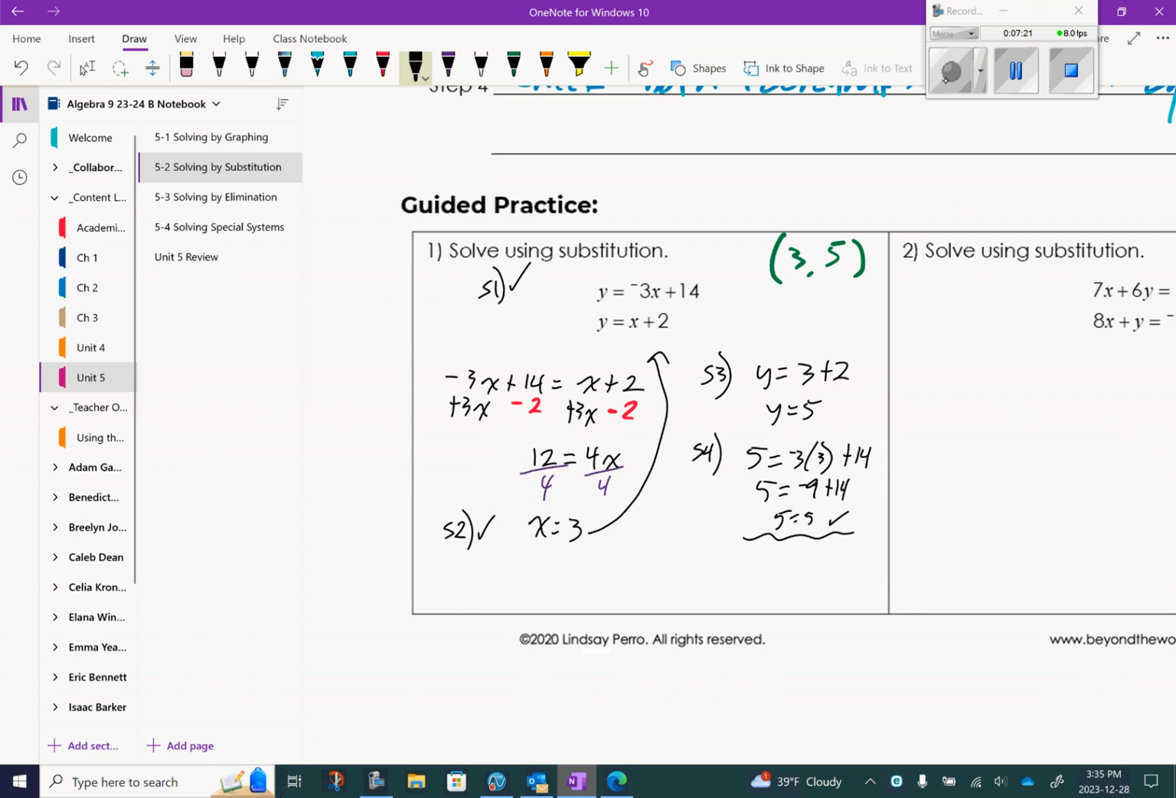In the second equation, again, I'm saying the point of intersection is 3, 5. So 5 goes in place of y. 3 goes in place of x. And would you look at that? Both of them check out. I know that is the point of intersection.